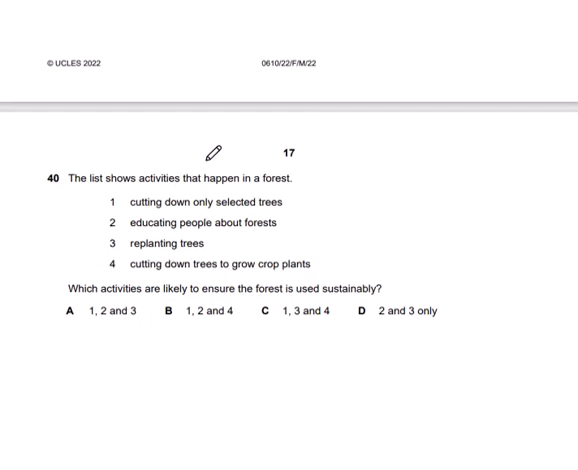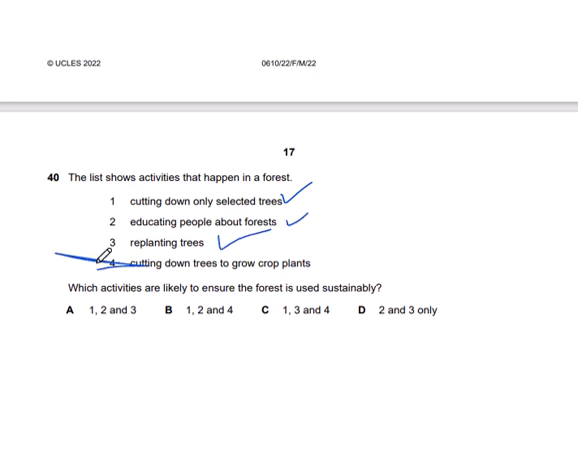Alright, so what activity ensures sustainability? Cutting down only selected trees, so that's actually selective agroforestry. Educating, creating awareness, replanting trees. That's actually agriculture, which plays a very big role in deforestation. So it's only 1, 2, and 3.